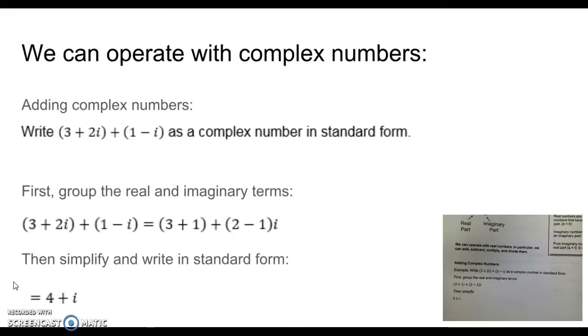So thinking a little bit about being able to operate with complex numbers, we can actually add, subtract, multiply, and divide them. When we add complex numbers, we're going to first write these in standard form, a plus bi, and then we're going to group together the real terms and the imaginary terms, much like grouping together like terms when we're dealing with variables. 2 plus 2i plus the number 1 minus i, we would write that as 2 plus 1, which is the real part, and 2 minus 1 times i, that's the imaginary part, and then simplify and write that in standard form, 3 plus i.